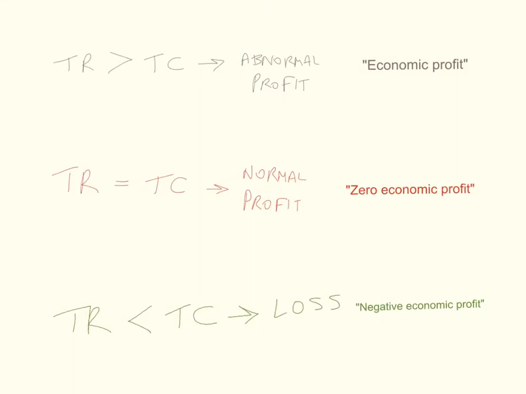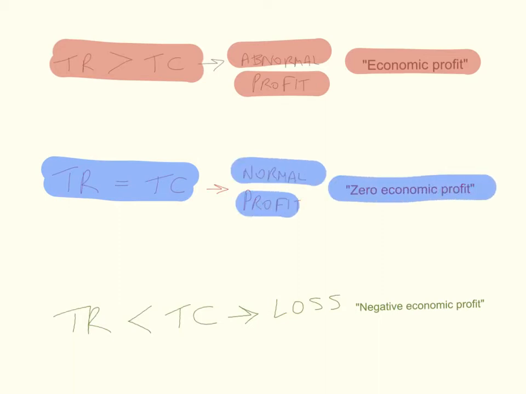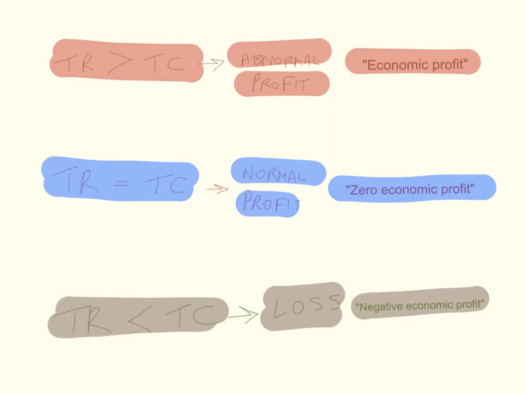So let's summarize. When total revenue is higher than the total cost, remember here total cost includes the implicit and the explicit costs, we say that the firm is earning an abnormal profit or is making an economic profit. When total revenue is just equal to the total costs, both implicit and explicit costs, we say that the firm is earning a normal profit and that there's zero economic profit. When total revenue is less than the total costs, which includes implicit and explicit costs, we say that the firm is making a loss and there is a negative economic profit.